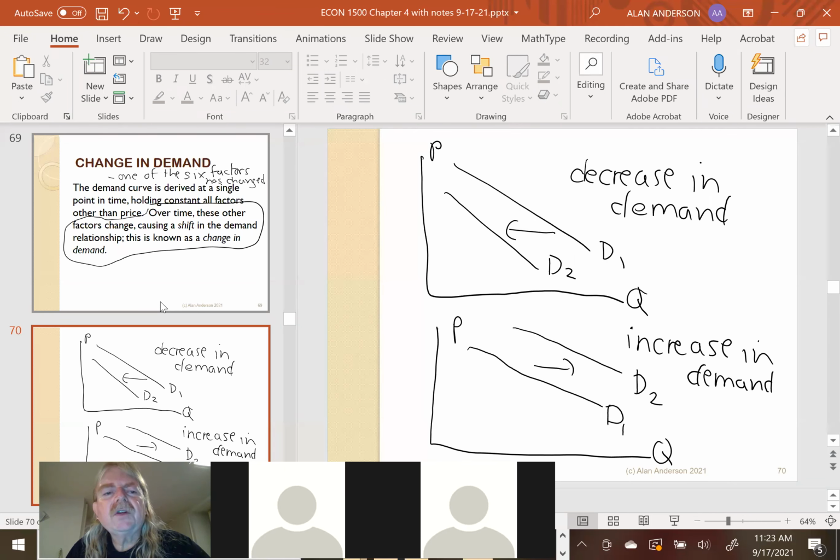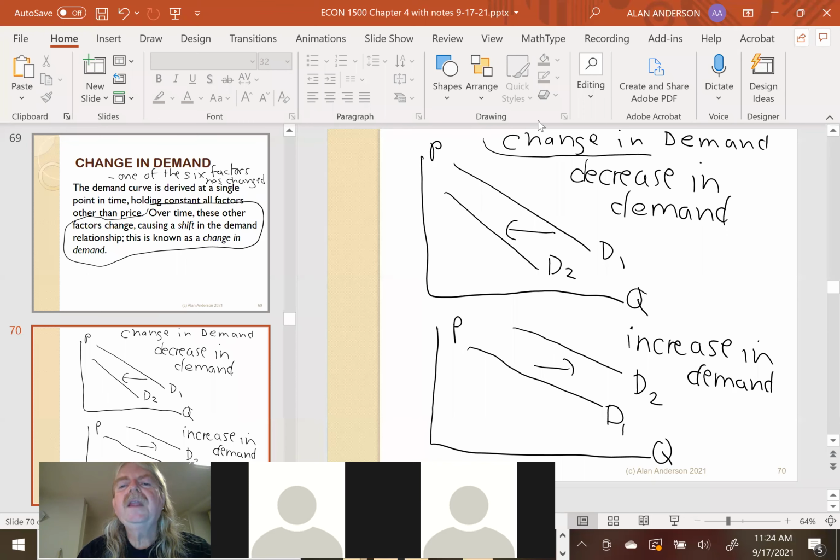And so both of these are collectively known as a change in demand. So in other words, there's two ways of having a change in demand. Let me put that up here as the label on top. Change in demand can come in two different forms, a decrease or an increase. And keep in mind that this is caused by a change in some factor, one of the six, that influences demand.